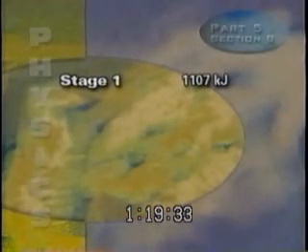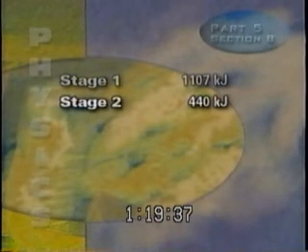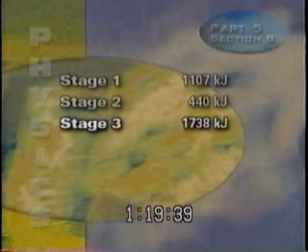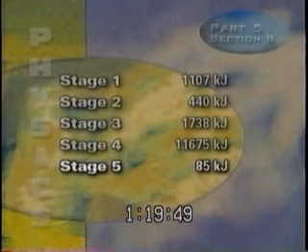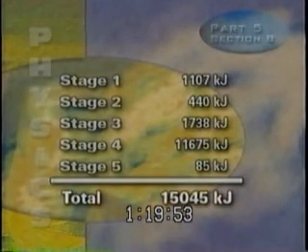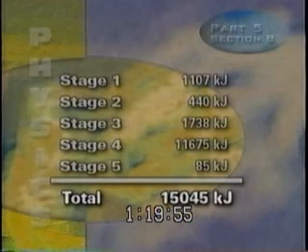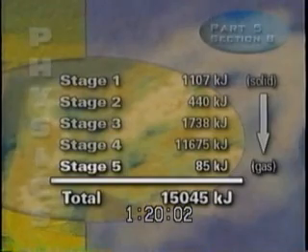Stage 1, 1,107 kilojoules. Stage 2, 440 kilojoules. Stage 3, 1,738 kilojoules. Stage 4, 11,675 kilojoules. Stage 5, 85 kilojoules. Now add these up and we get that it takes 15,045 kilojoules of heat for silver to go from stage 1, a solid at 20 degrees Celsius, to stage 5, a gas at 2,300 degrees Celsius.